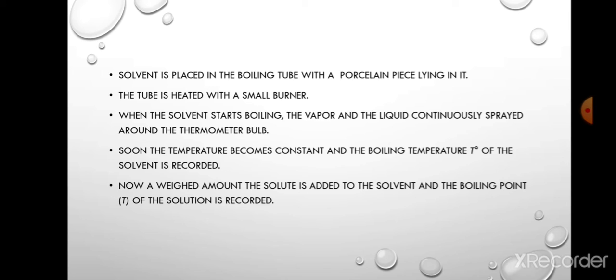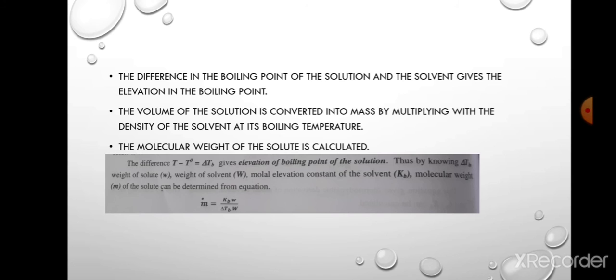When the solvent starts boiling, the vapor and the liquid continuously spray around the thermometer bulb. Soon the temperature becomes constant and the boiling temperature T0 of the solvent is recorded. Now a weighed amount of solute is added to the solvent and the boiling point T of the solution is recorded. The difference in the boiling point of the solution and the solvent gives the elevation in the boiling point.